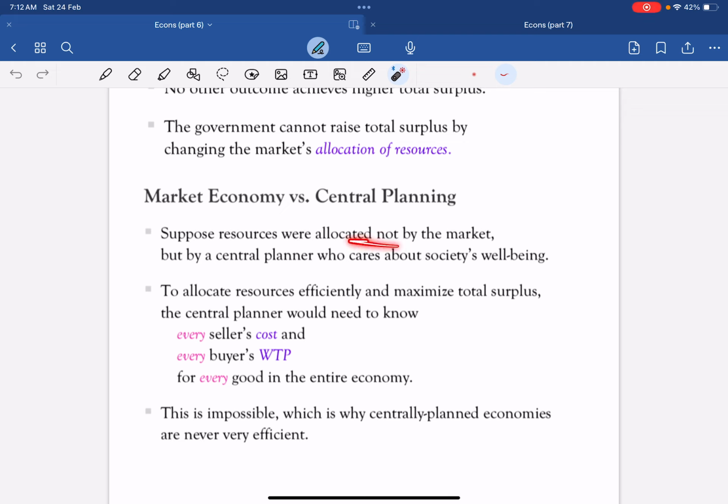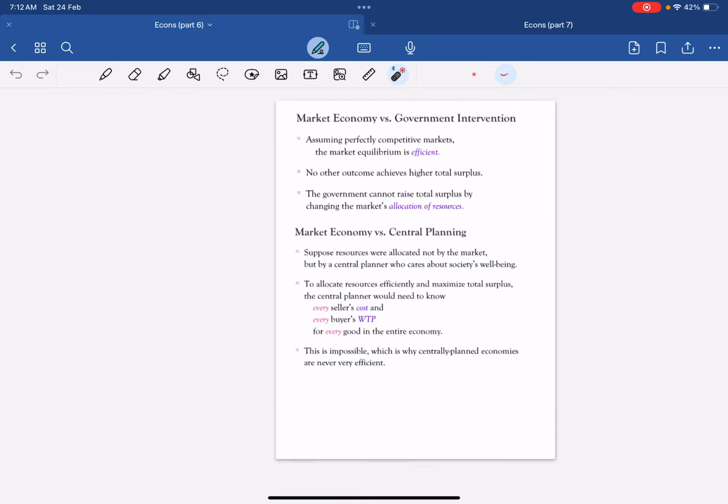And we can see how this market economy compares to central planning. Because suppose we are not allocated by the market, then the central planner must care about the society's well-being. And in order to do so, the central planner will need to know everyone's costs, every seller's cost, and every buyer's willingness to pay, so that they can allocate the resources efficiently. But this is impossible, and that is why we always say that centrally planned economies are never going to be market efficient.